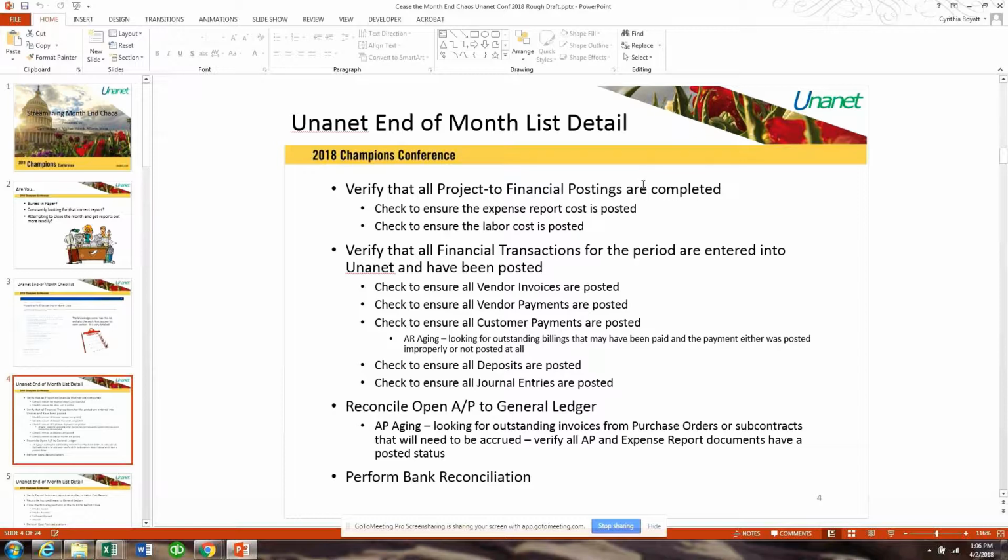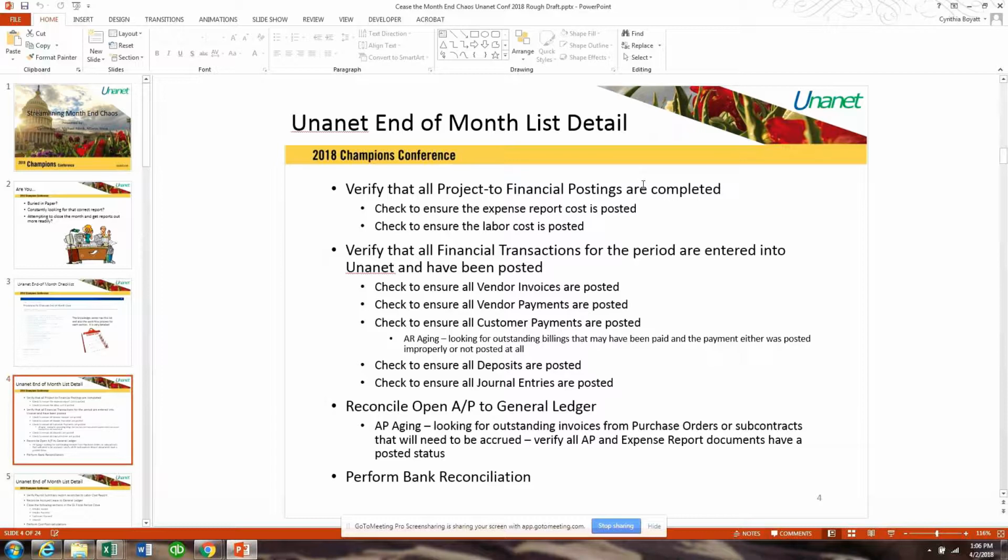But in the Uninet month-end close list, it tells you to verify that all of your project financial postings are completed, meaning have all of your expense report costs been posted? Are all of your labor costs posted? Then that moves you right into financial transactions. Financial transactions being vendor invoices and vendor payments and customer payments.